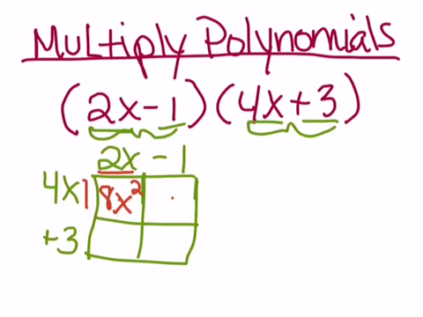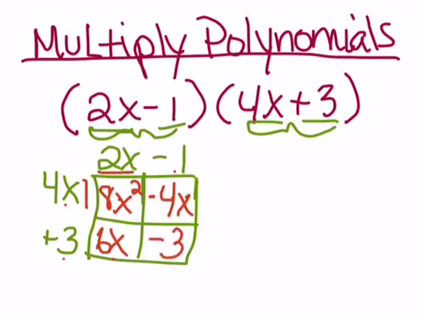So now to get this second box, I am going to multiply the 4x and the minus 1. Negative 1 times 4 gives me negative 4, and then x times no x's gives me just a plain old x. So I get negative 4x, and then to get the bottom left, I get 2x times 3 gives me 6x, and last but not least, 3 times negative 1 gives me negative 3.